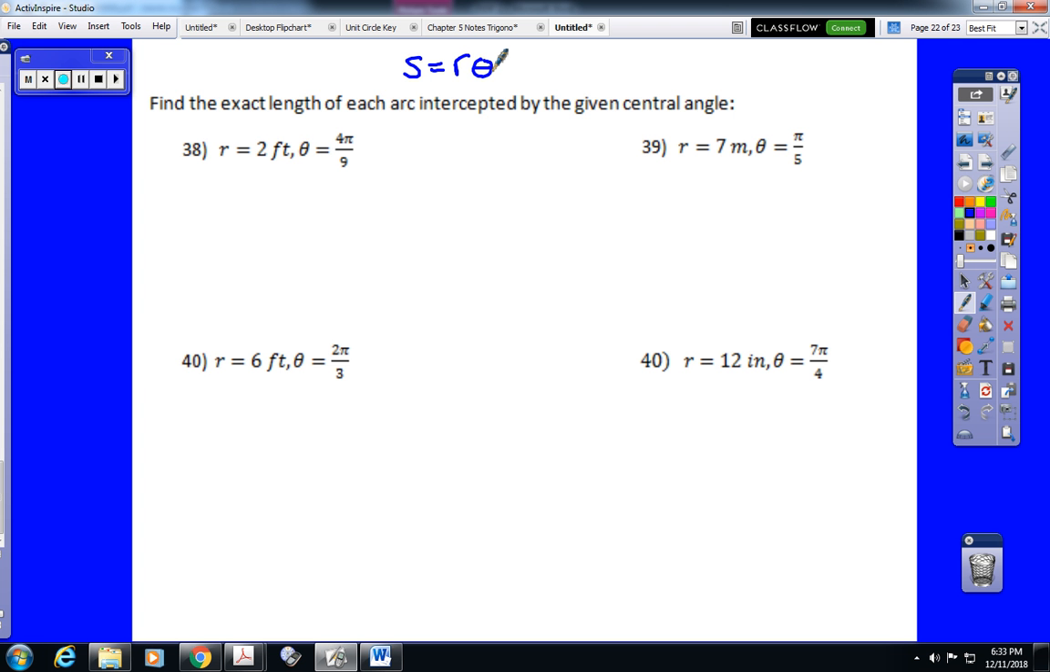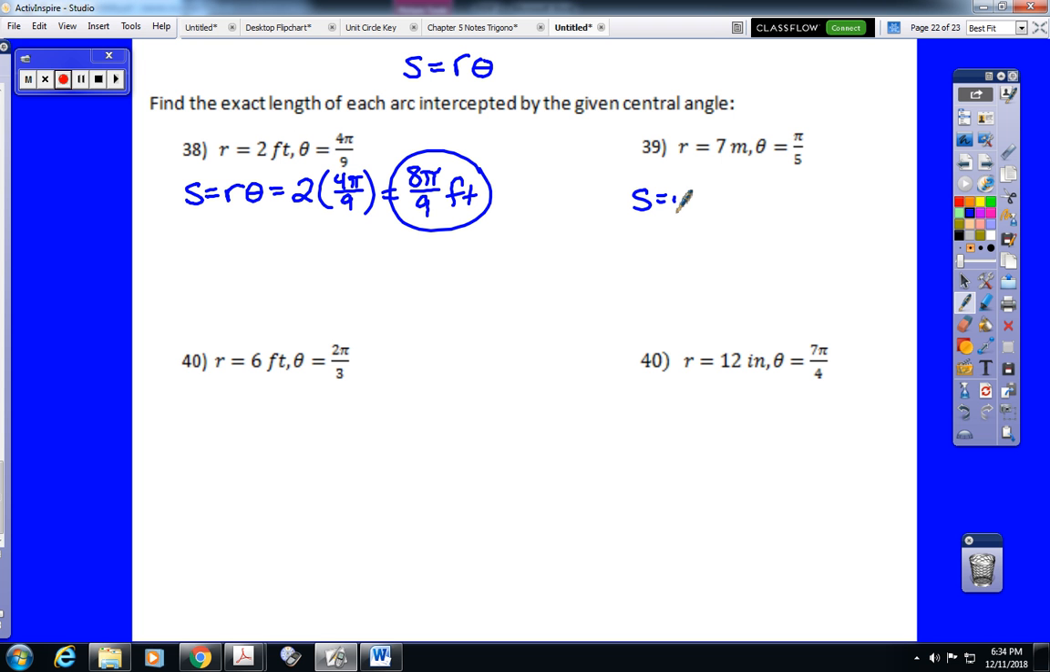So on this first section, 38, 39, 40, and what should be 41, but apparently is named 40 as well, we are simply going to have to multiply the two values provided in the problem. So for instance, on 38, we're doing r times theta. That is 2 times 4 pi over 9. That's all we have to do is multiply those. That would be 8 pi over 9, and our units would be feet. That's done. So pause this video, try the other three.